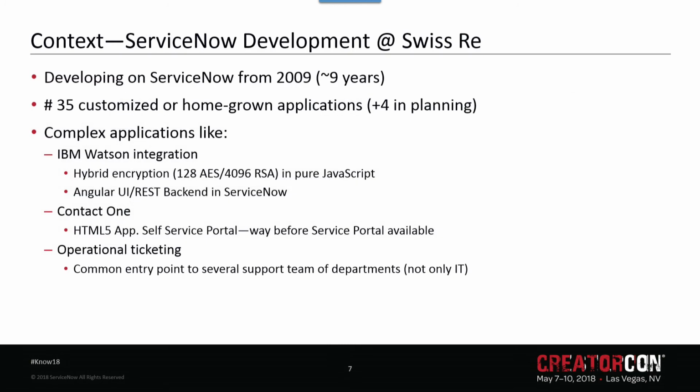So, our story actually is that we started with ServiceNow 9 years ago. We are early adopters, so to say, of ServiceNow. And lots of the features which you have today out of the box weren't there 9 years ago. So we developed a lot of the features ourselves, or we extended the out-of-the-box features which there were. At the moment, we have 35 customized applications or homegrown applications. And we also do quite complex development. We enabled IBM Watson in ServiceNow in a super secure way. And we developed a self-service platform where there was this out-of-the-box self-service platform available.